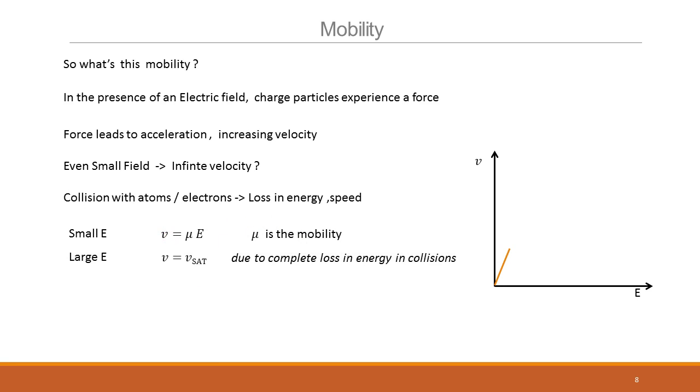For very large electric fields, V actually tends to saturate out. This is due to complete loss of energy in collisions between the atoms and the electrons. So it tends to saturate out at very large electric fields. So here you can see, though the electric field is applied, the average drift velocity is not changing. For medium E, it transitions from here to here.